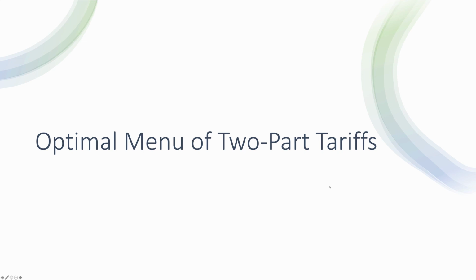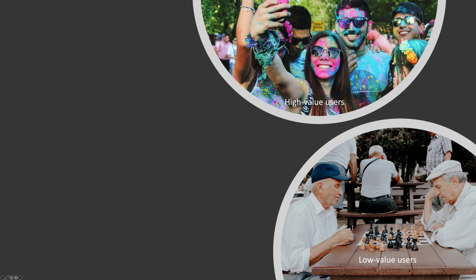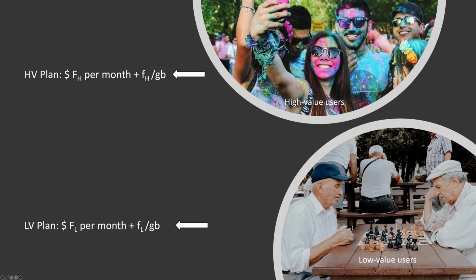In this example, we have two segments of customers, high value and low value, and we are going to design two different two-part tariffs, one for each segment. So what I'm talking about is we are going to design a high value plan, big F_H fixed fee and small f_H variable fee for the high value segment. And then we are going to design a low value plan, big F_L and small f_L for the low value segment.